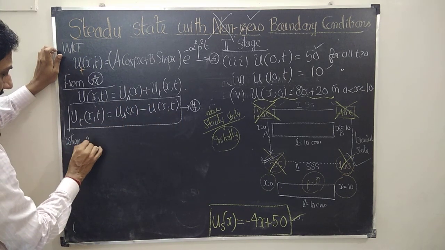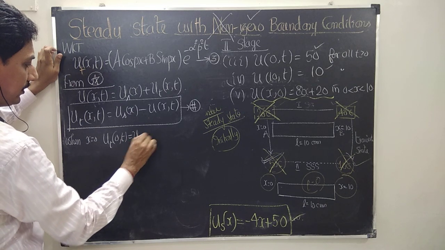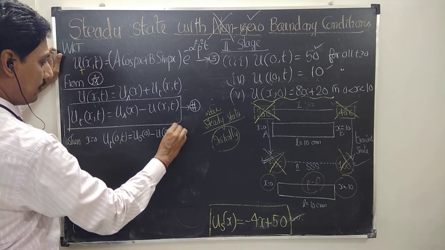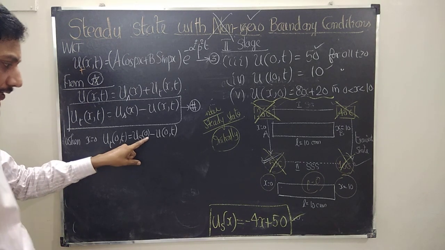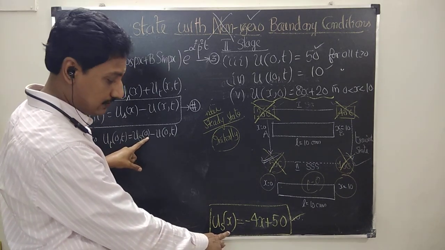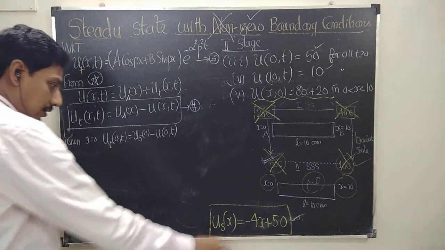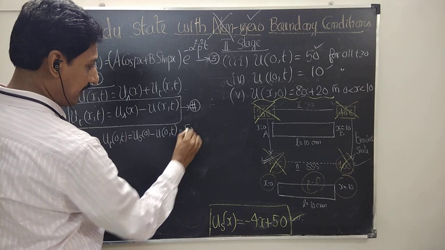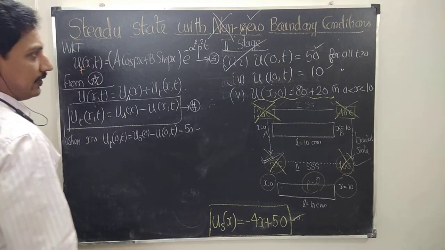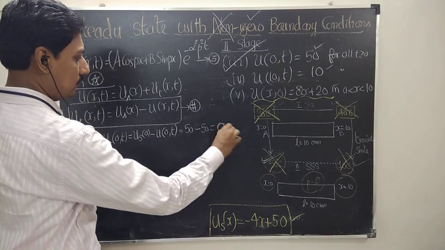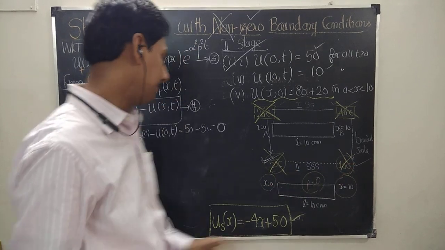Can I substitute x is equal to 0 in hash and put in the first boundary condition? u_t of 0 comma t is equal to u_s of 0 minus u of 0 comma t. Can you tell me what is u_s of 0? u_s of x we already have from the second stage, minus 4x plus 50. Substituting x is equal to 0, we get 50. Minus what is u of 0 comma t? From the third boundary condition, it is 50. So 50 minus 50 is 0. In the second stage, the left hand side temperature is 50 and the right hand side temperature is 10.